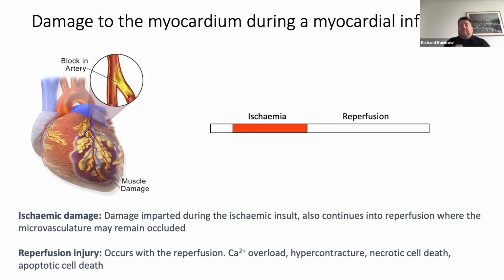So when that ischemia is relieved, so the block's taken away, and that could be due to removal of the clot by balloon angioplasty or by clot busting drugs, there can actually be more damage that occurs to the cells during that reperfusion phase. And that occurs due to the fact that during the ischemia, you've had lots of calcium build up inside the cells, so you get this calcium overload. On reperfusion, if you suddenly give back all of the oxygen and the substrates and things that the muscle needs to contract, and you've also got high calcium, you can get this really severe contraction, often referred to as hypercontracture.